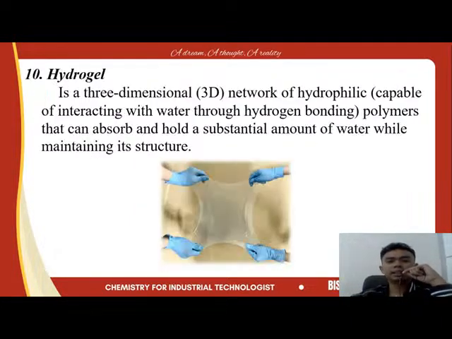next to silicone is hydrogel. Okay, hydrogel. It is a three-dimensional network of hydrophilic polymers capable of interacting with water through hydrogen bonding, that can absorb and hold a substantial amount of water while maintaining its structure. Okay, hydrogels appear in various everyday products such as hair gels, toothpaste, and are used to absorb fluids in disposable diapers.